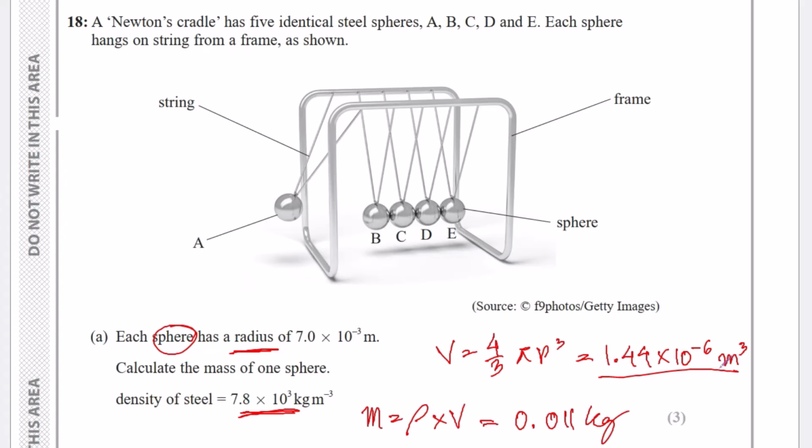Of course, the value is in kg, but I just checked in the mark scheme. They have given the value in standard form. So 1.1 times 10 to the power minus 2. If you don't give it that way, you still get full marks. Absolutely nothing to worry about.